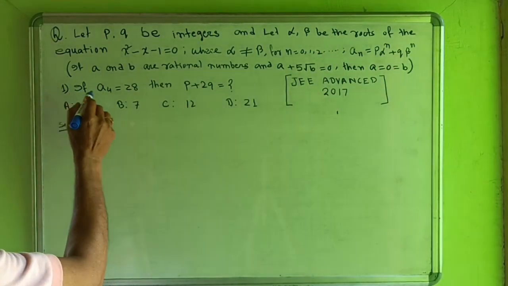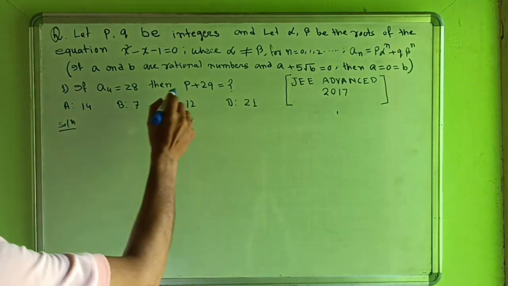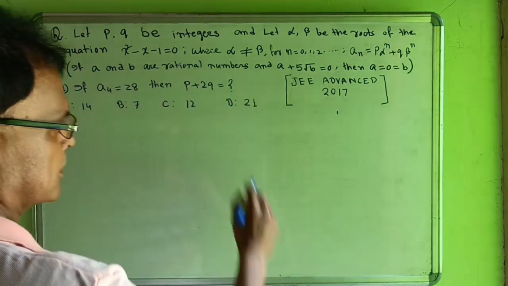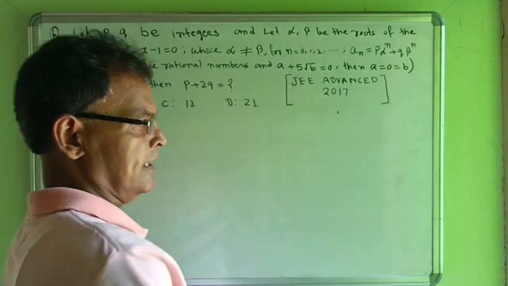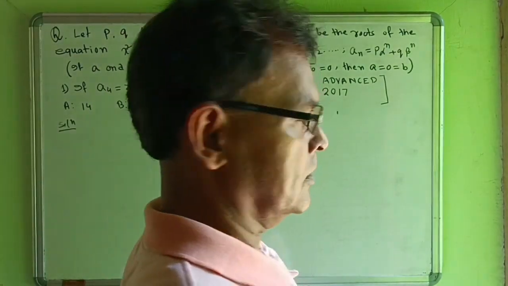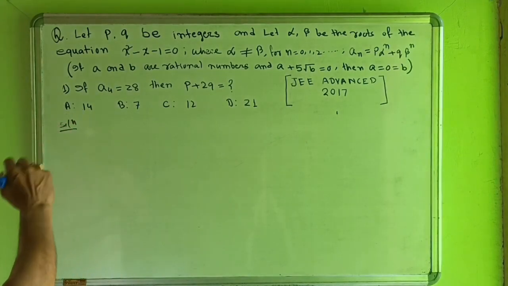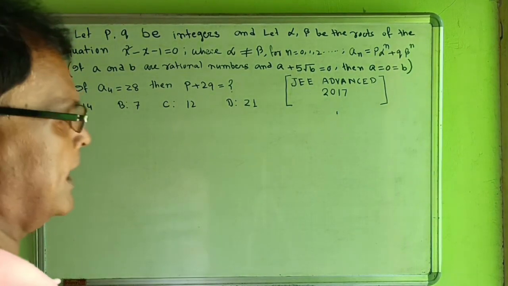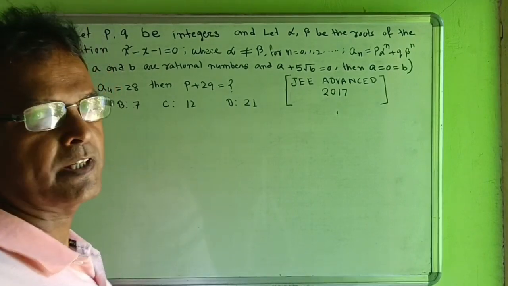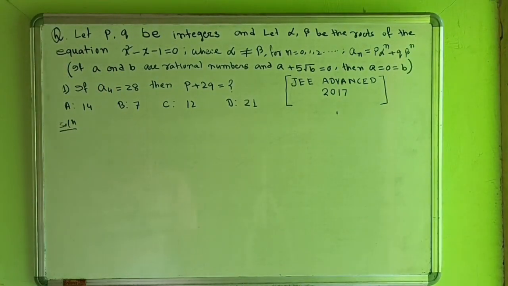Question number 1: if a4 is equal to 88, then find p plus twice q equal to what? JEE Advanced 2017. The options given are A 14, B 7, C 12 and D 21. Which option is correct?